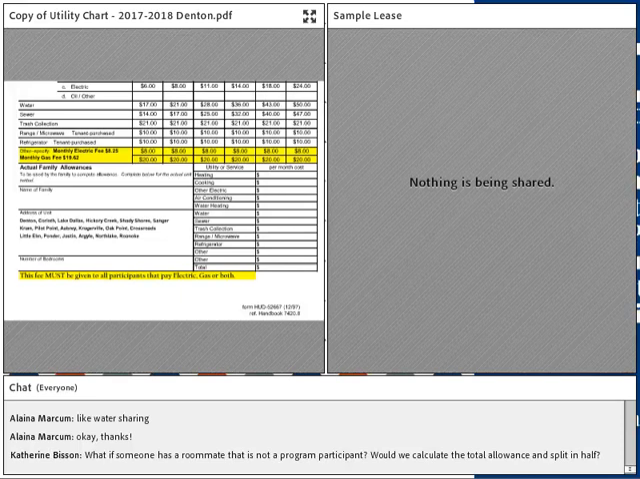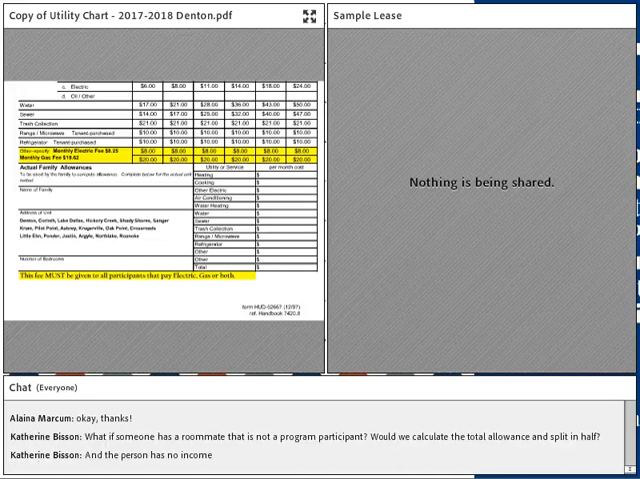Oh, Catherine. I don't have a great answer for you on that. The notice doesn't clarify. Would we calculate the total allowance and split it in half? I would be really surprised if there is a FAQ for how to do that. We're going to have to chat offline about how to do it when there's a roommate situation.